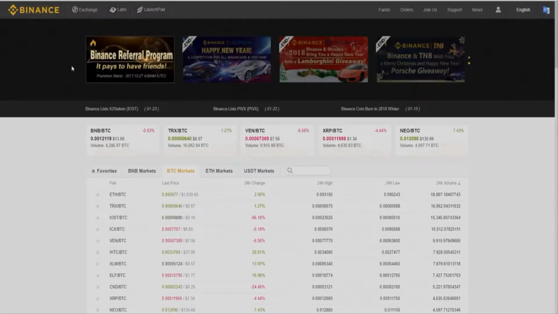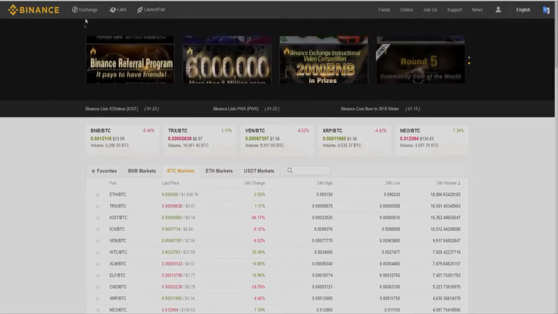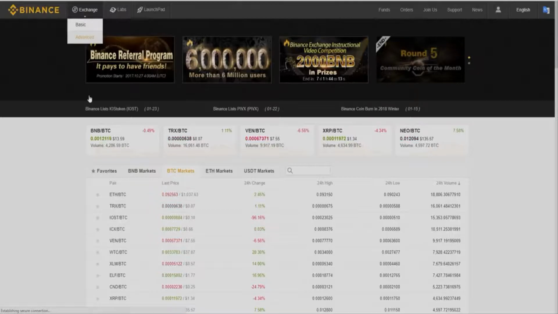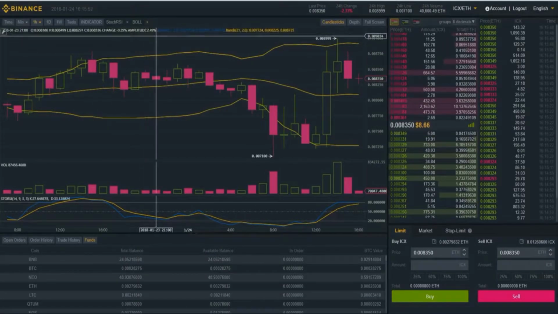Okay, let's get started. So, as you can see, yes, we're on Binance. This is a great exchange to do some swing trades and day trades, as they have a lot of reliable coins that you can always pretty much count on bouncing back. So let's go to the advanced exchange here, and I'm going to show you guys how to read graphs and how to determine day trades.